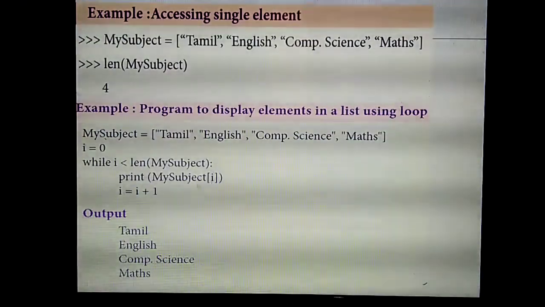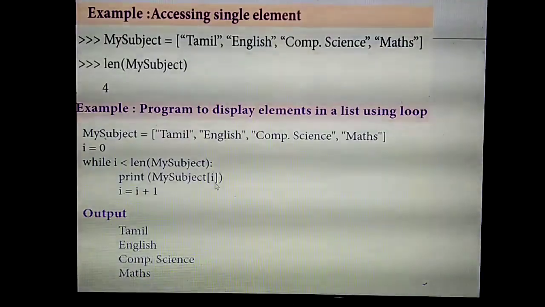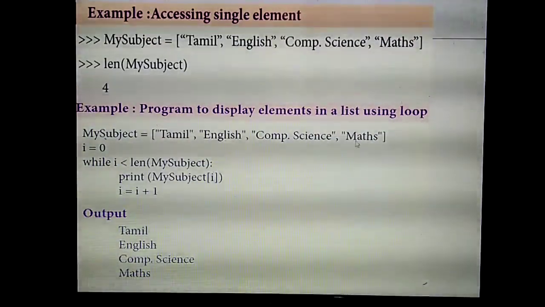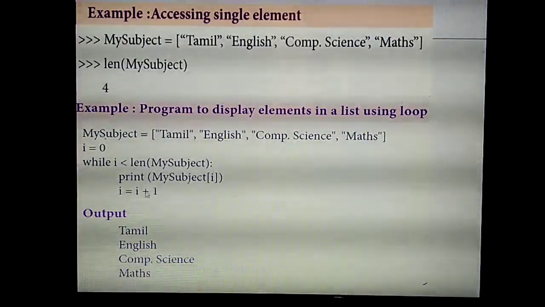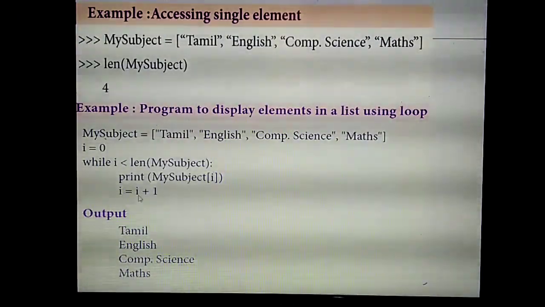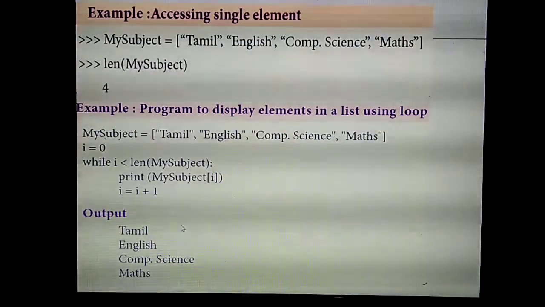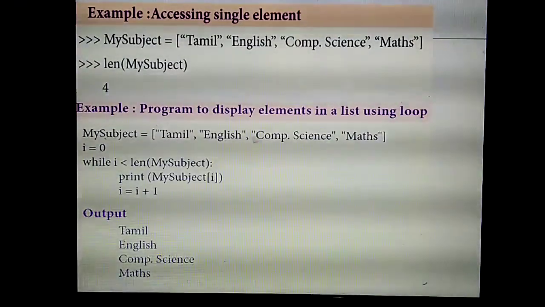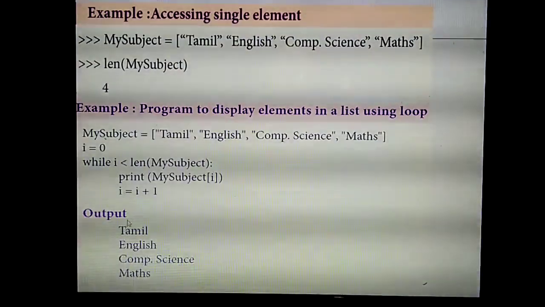That means index. My subject of 0. What answer will you get? Tamil. Then my subject of 1. What answer will you get? English. My subject of 2. Computer Science. Then my subject of 3. Maths. Okay. So like that it will come, which means you need to increment the index value by 1. That's the next step. i equal to i plus 1. Understand? So now you run the program. See the output. Tamil, English, Computer Science, Maths. So likewise all the elements will be displayed as output.